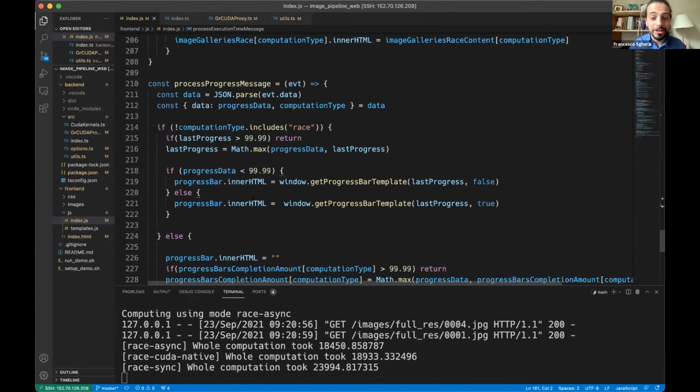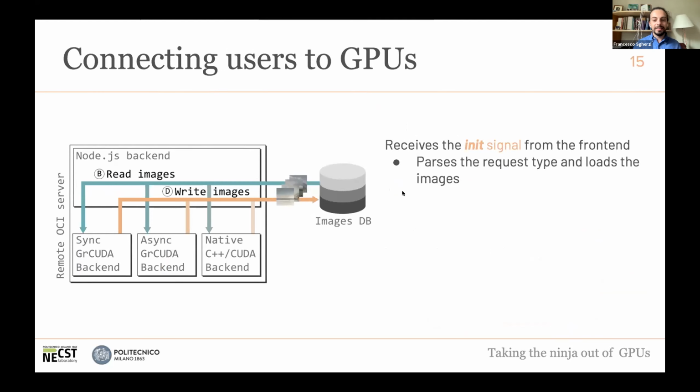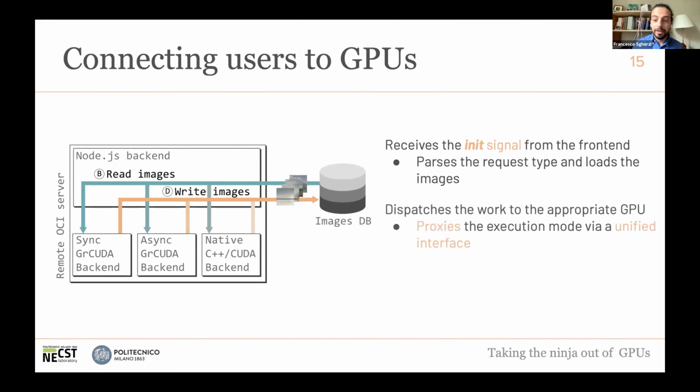So here we have finished with the front end, and let's continue with the analysis of the other 2 pieces of this demo. The second thing: after the front end has sent the message, everything is passed to the backend, which of course receives the init signal and dispatches the appropriate backend in the proper way to which it is configured. So if the synchronous backend is required, then it dispatches the synchronous backend, the native backend, or the asynchronous backend, and so on.